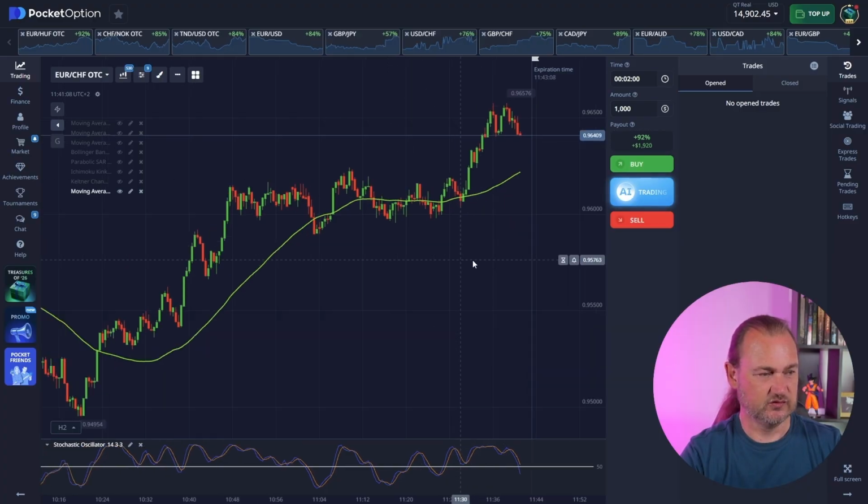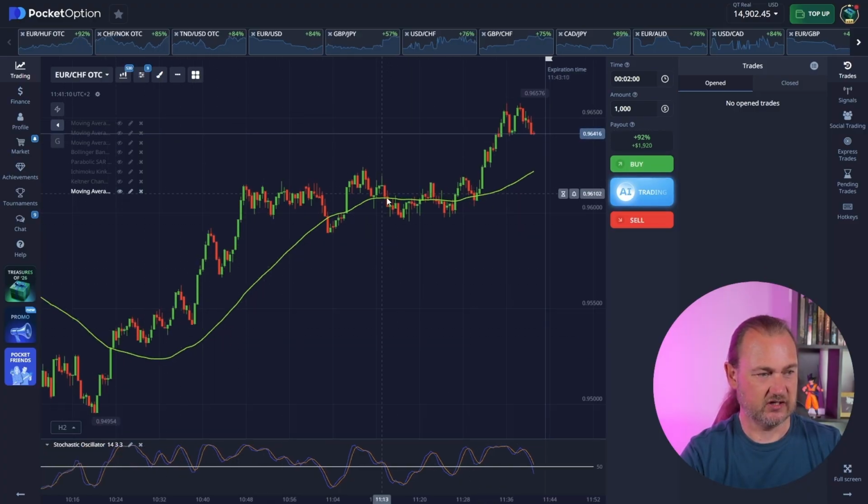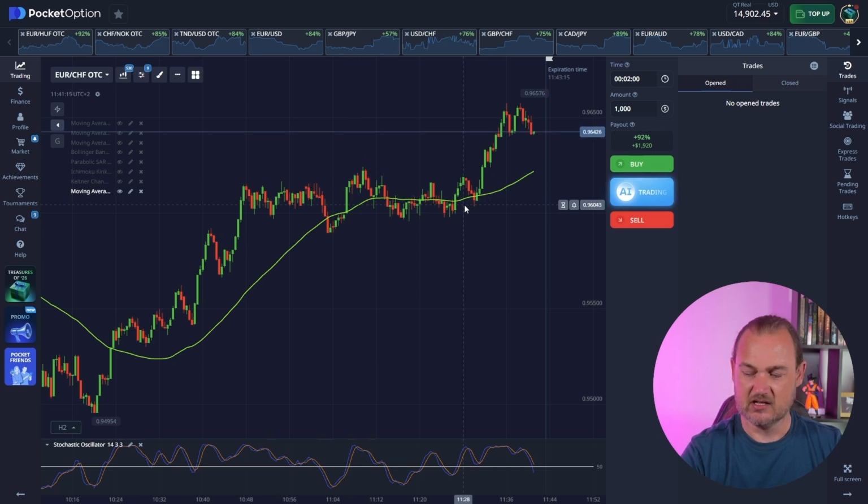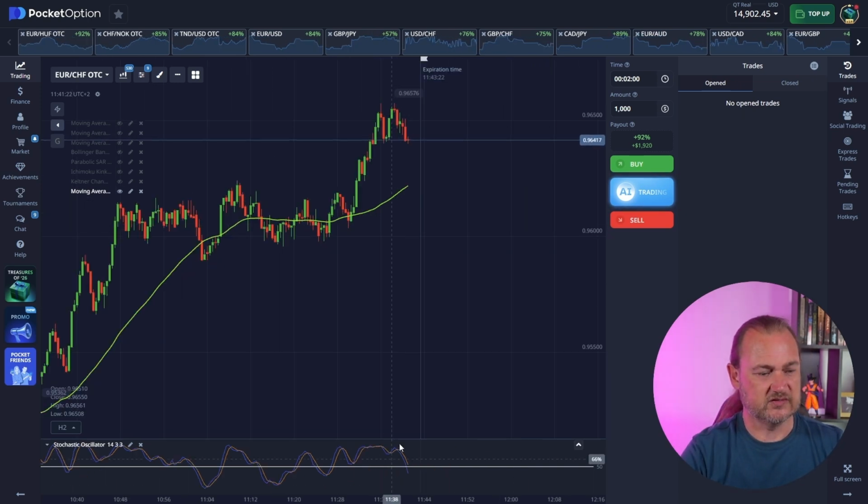Not just a single move, but a trend. We have our clear ups and downs, or clear highs and lows, and then we have sideways movements like this. And we've got the stochastic starting to dip below the 50 line. This is what we want to see.